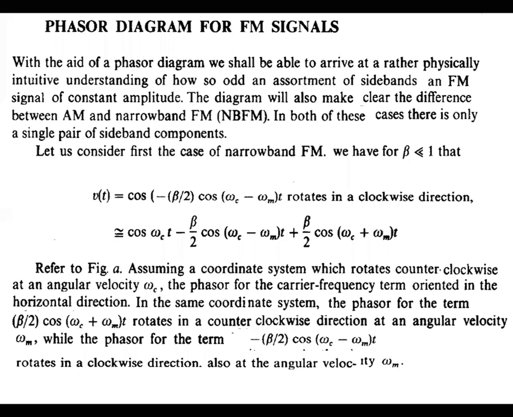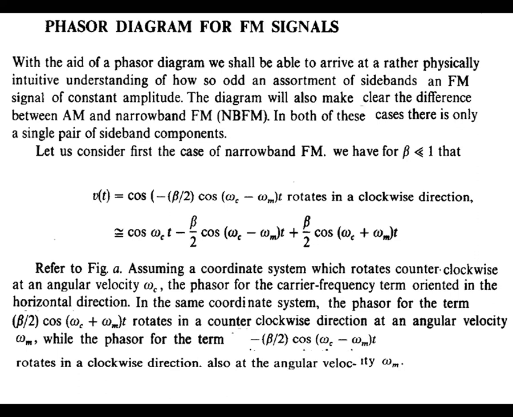Let us consider the first case, narrowband FM, where the beta value is far less than 1. The equation for FM is e of t equal to Ac cos omega ct plus beta sin omega mt. That expression can be expanded when Ac is unity. Now e of t is equal to cos omega ct minus beta by 2 cos (omega c minus omega m) t plus beta by 2 cos (omega c plus omega m) t. Here omega c minus omega m of t is the lower sideband, whereas omega c plus omega m of t is the upper sideband.